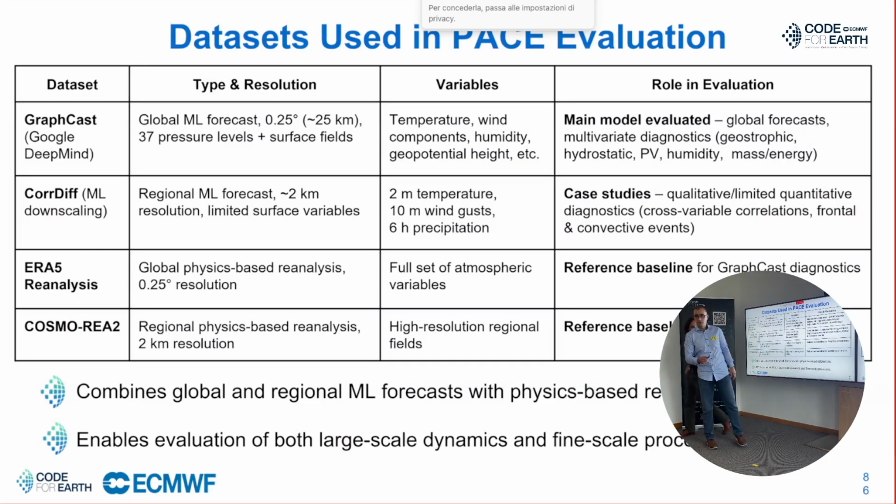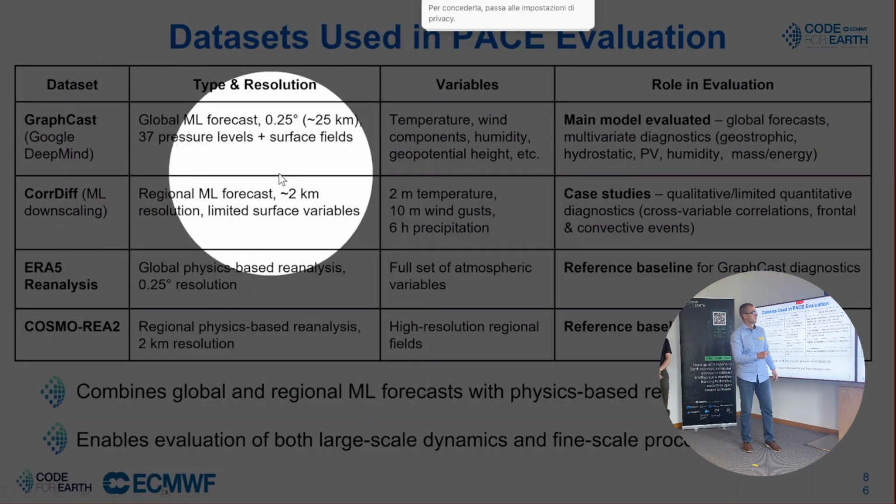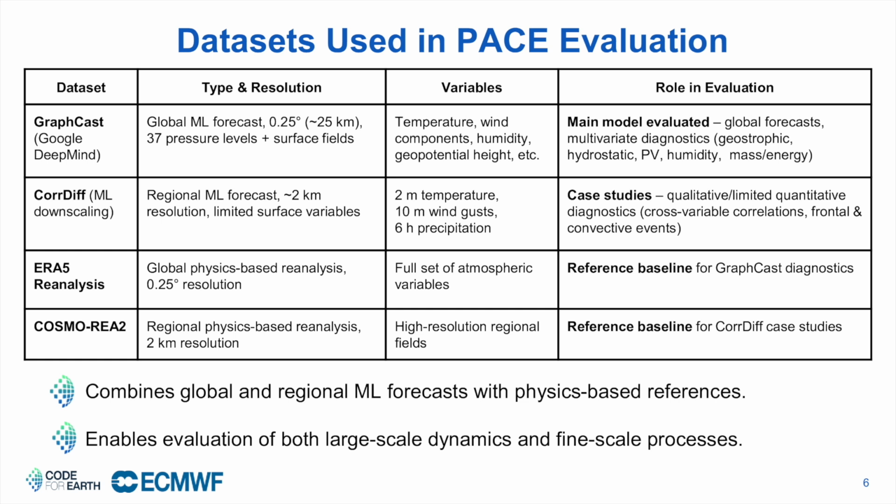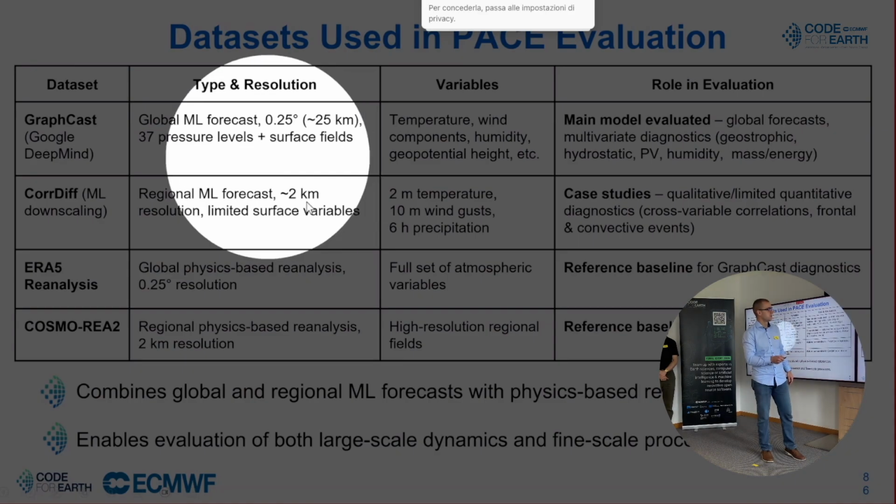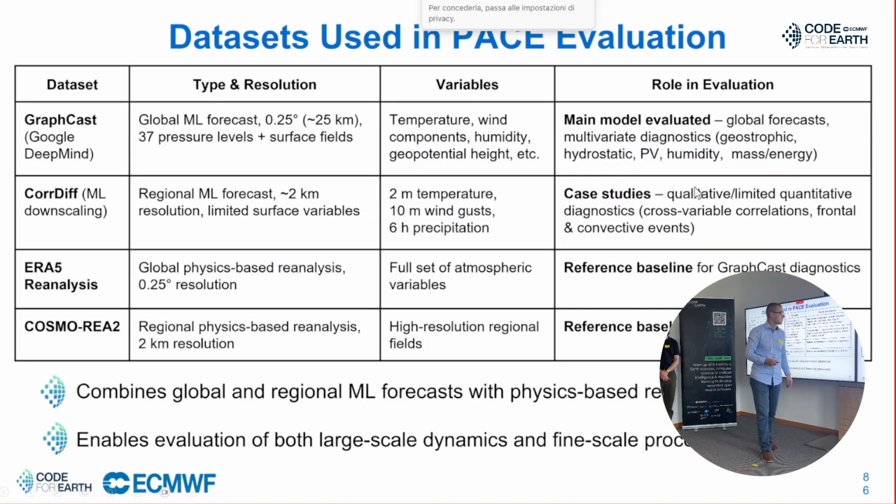So for our evaluation, we have used a combination of machine learning forecasts with physics-based references. First, we have the GraphCast model, which is from Google DeepMind. It operates at 0.25 degrees resolution, and it has variables on 37 pressure levels. We use this as the main model for evaluation for metrics like geostrophic and hydrostatic balance and others.